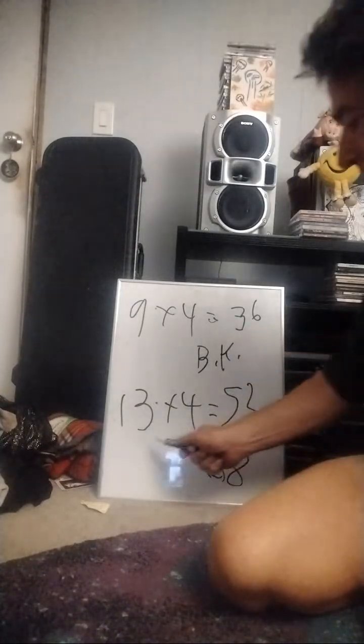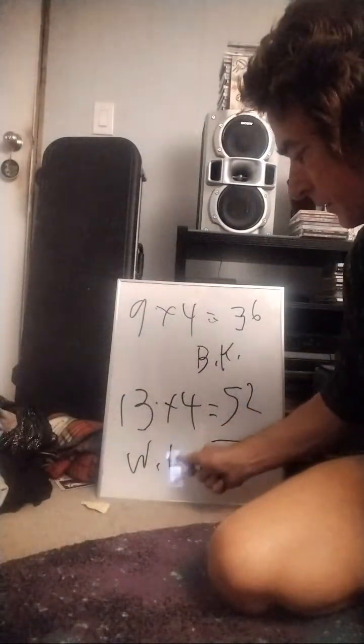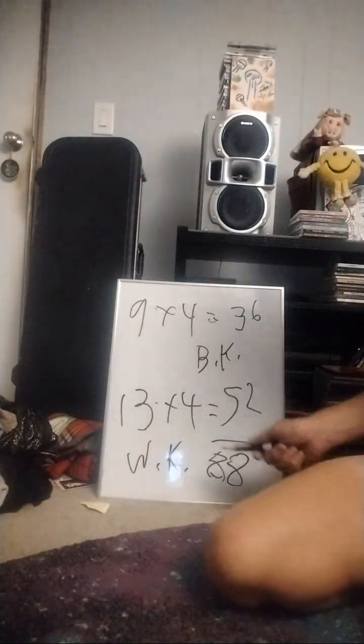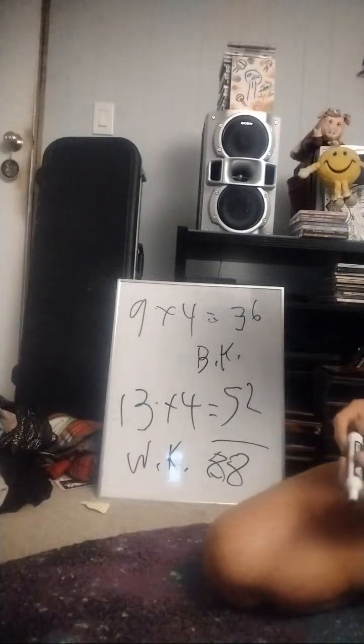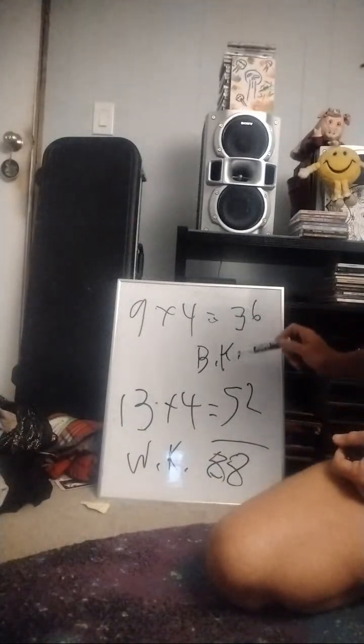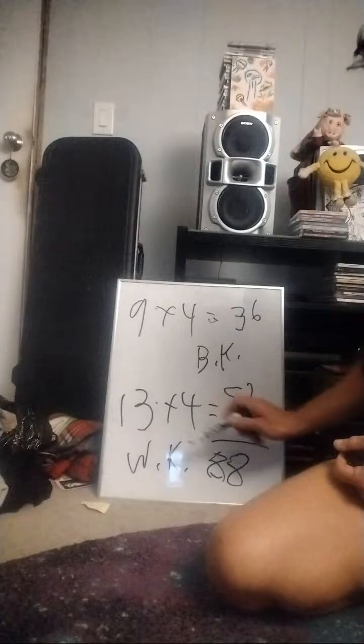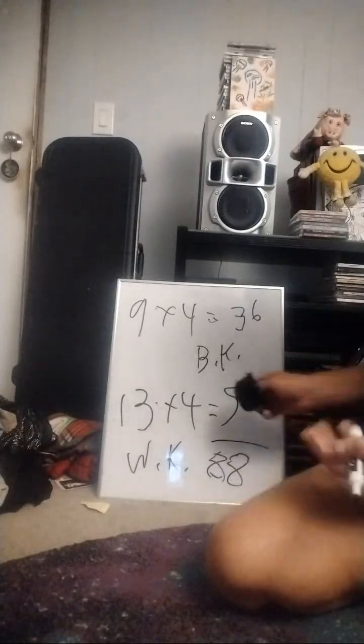And 52 is the number of white keys on the piano. And 88 is the total number of keys on a standard piano. So 36 black keys, 52 white keys, 88 total keys on the piano.